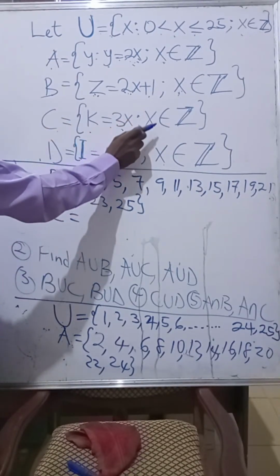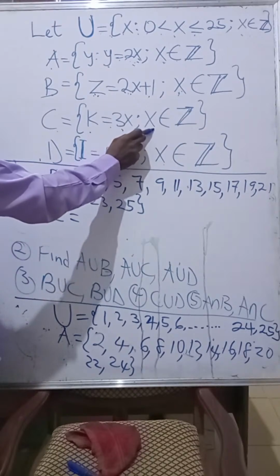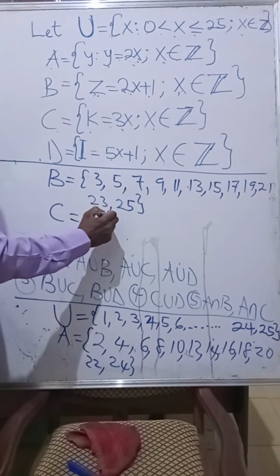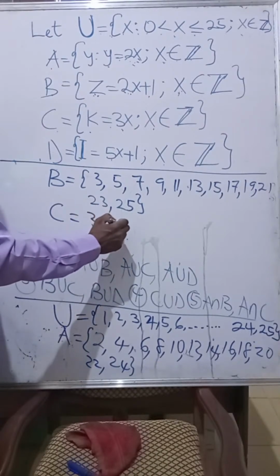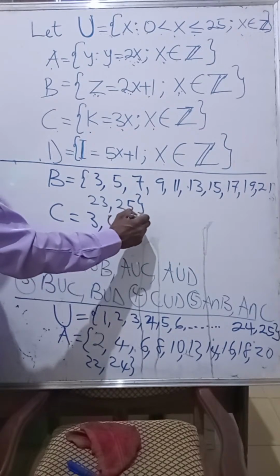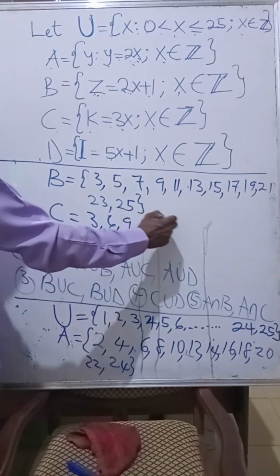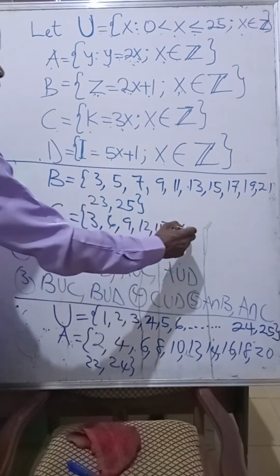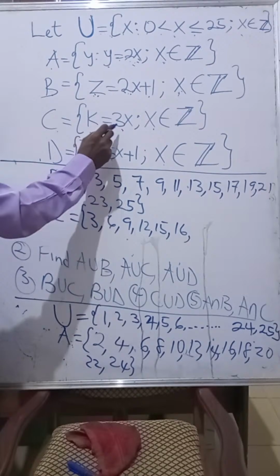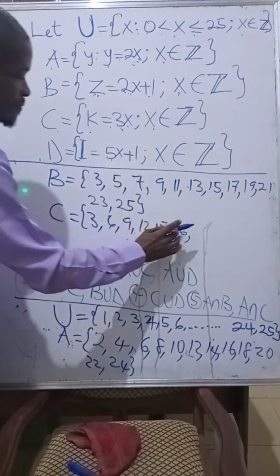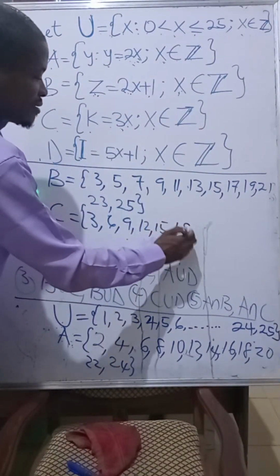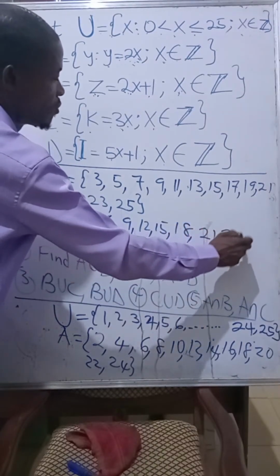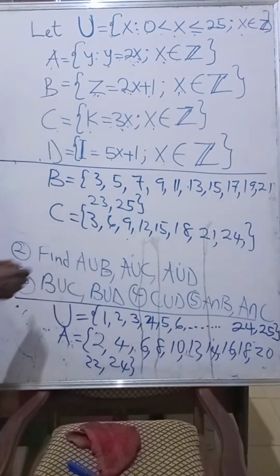That's set B. For set C, we have 3x, and your x starts from 1. So that'll be 3 times 1, that's 3, times 2, 6, times 3, 9, times 4, 12, 5, 6. 3 times 6 is 18. Times 7, 21, and then 24. So that's that.